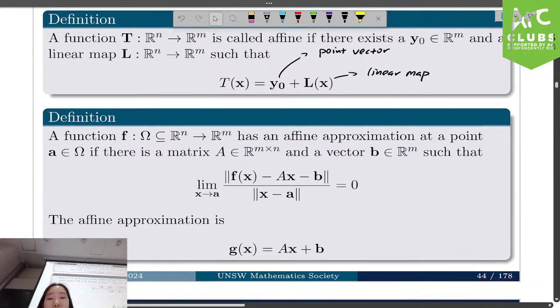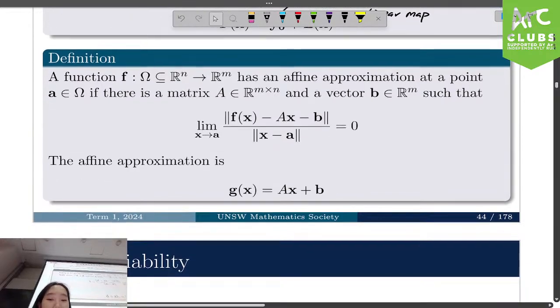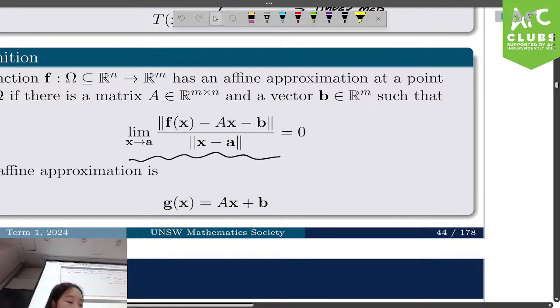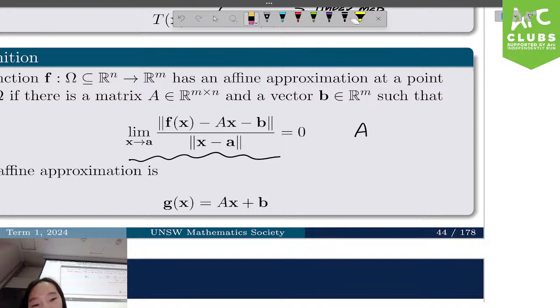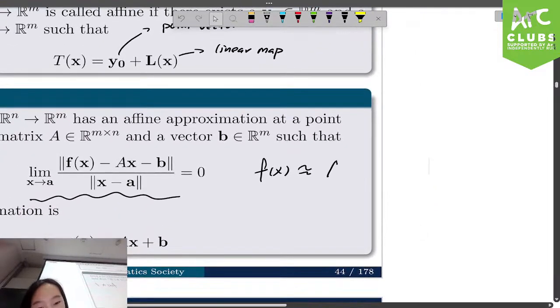Okay, so our function f has an alpha approximation at a point A if there exists a matrix A and a vector B such that we have the limit over here. So what we have essentially here is f(x). We can use the alpha approximation to approximate it as Ax plus b.